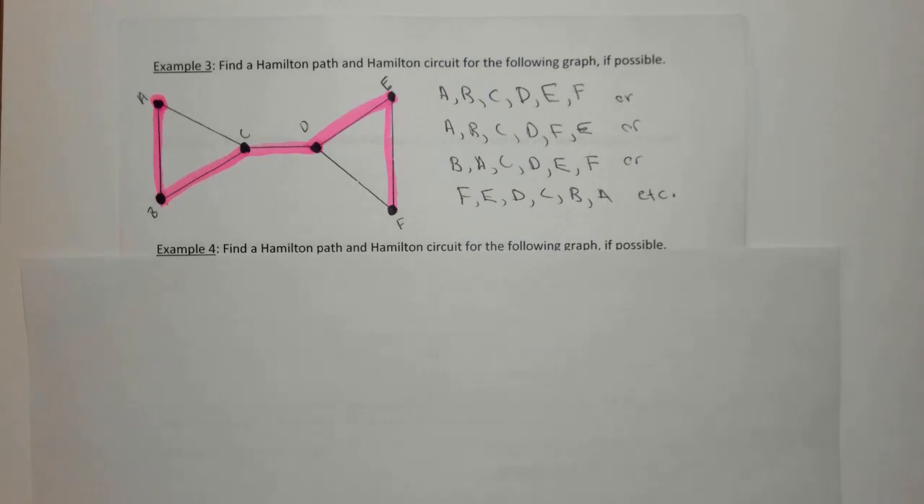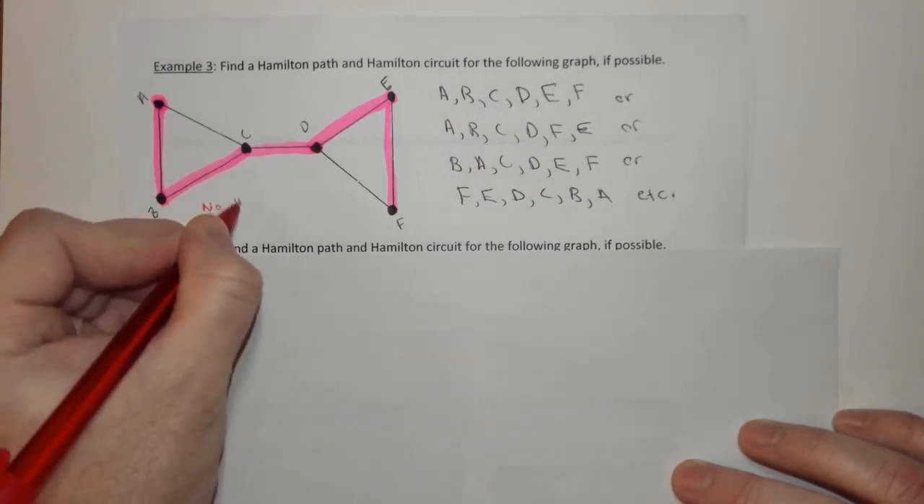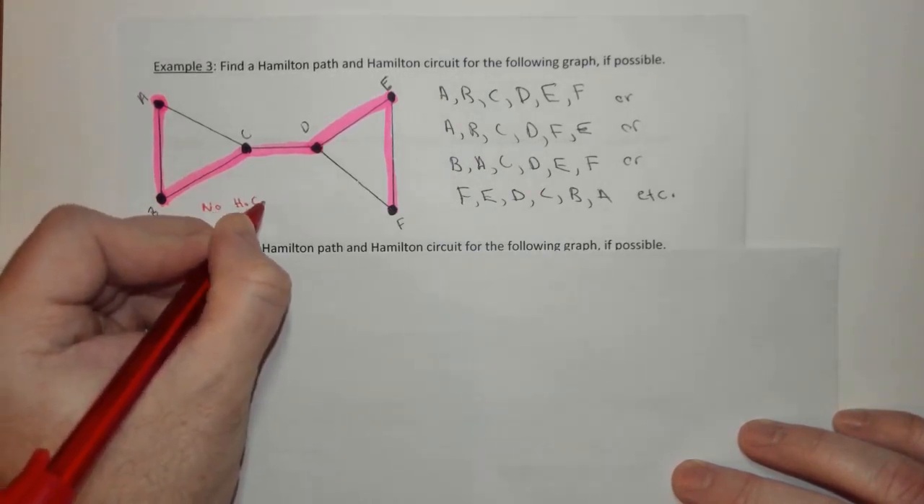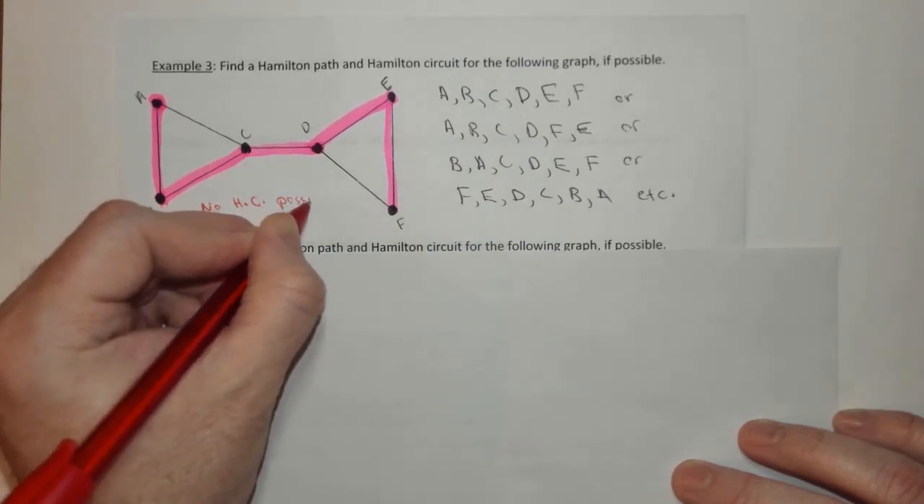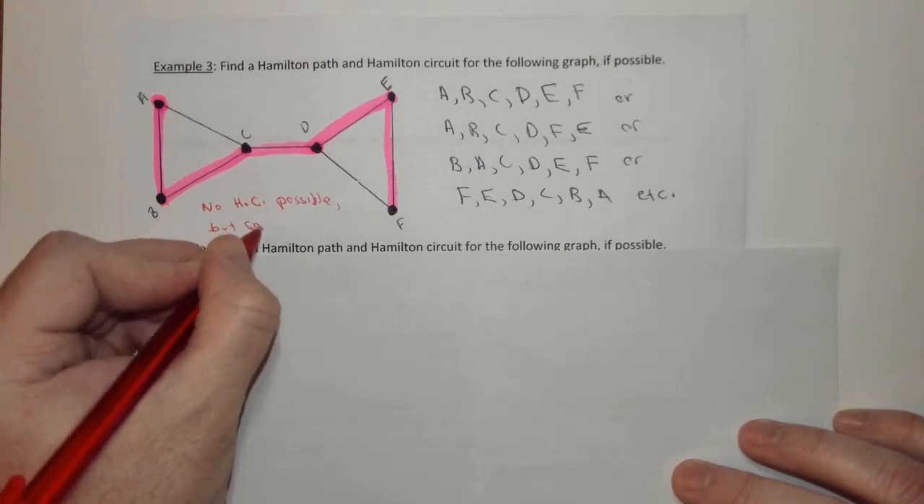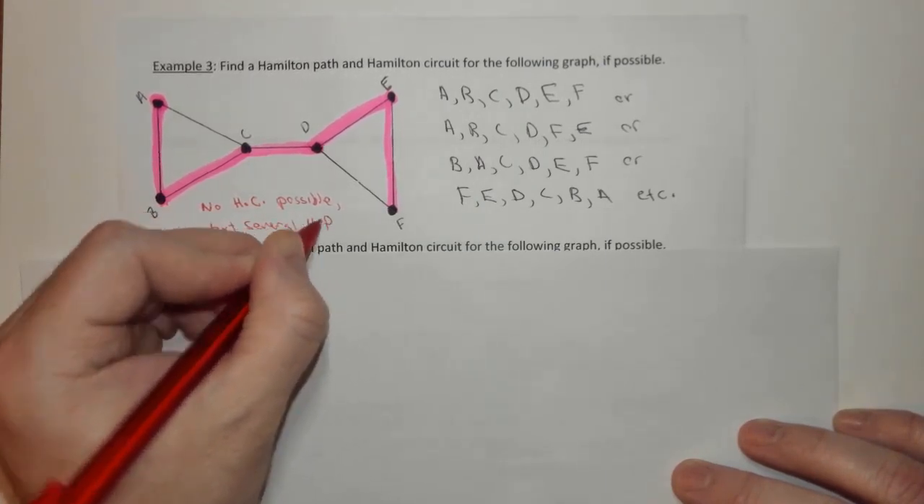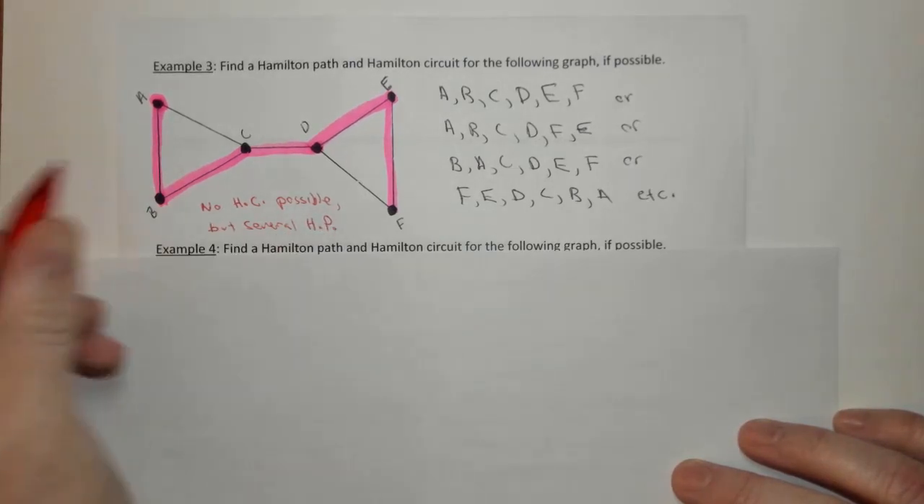So is that a Hamilton path, Hamilton circuit? Turns out there's no Hamilton circuit possible, but several Hamilton paths.